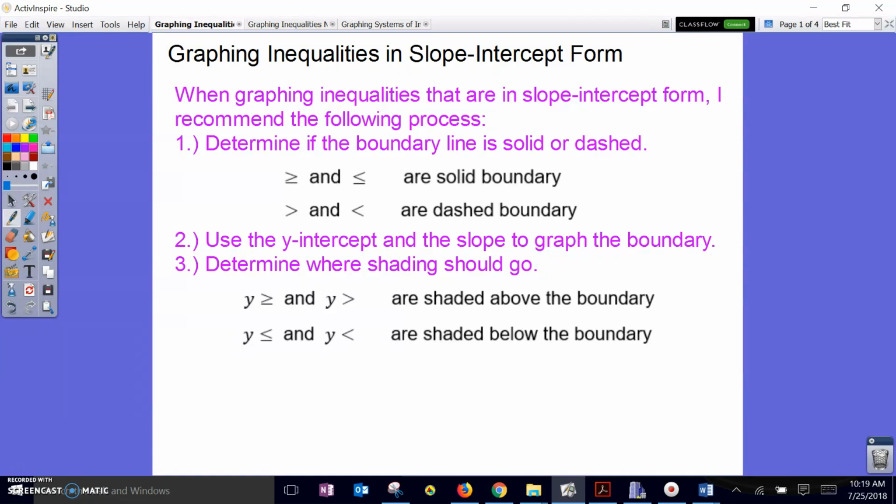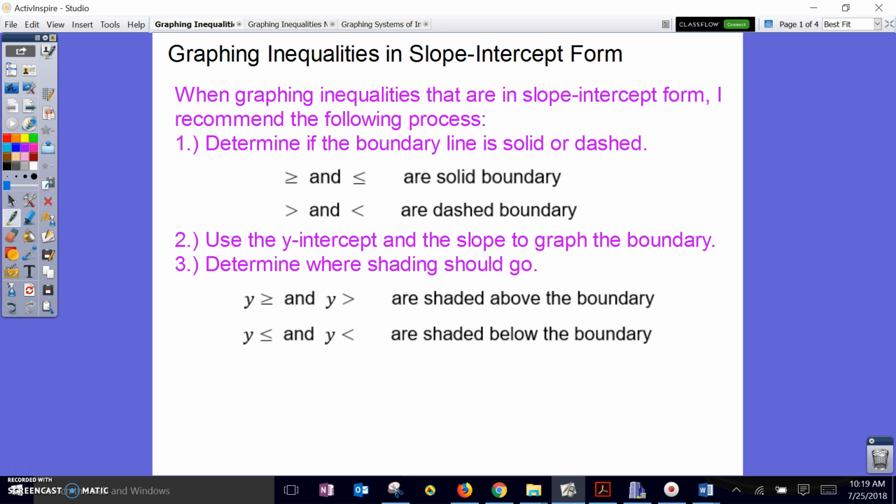Okay, in this video we're going to talk about graphing inequalities in slope-intercept form. So we're going to be graphing these inequalities on the coordinate plane. When we have inequalities that are in slope-intercept form, I recommend this process.